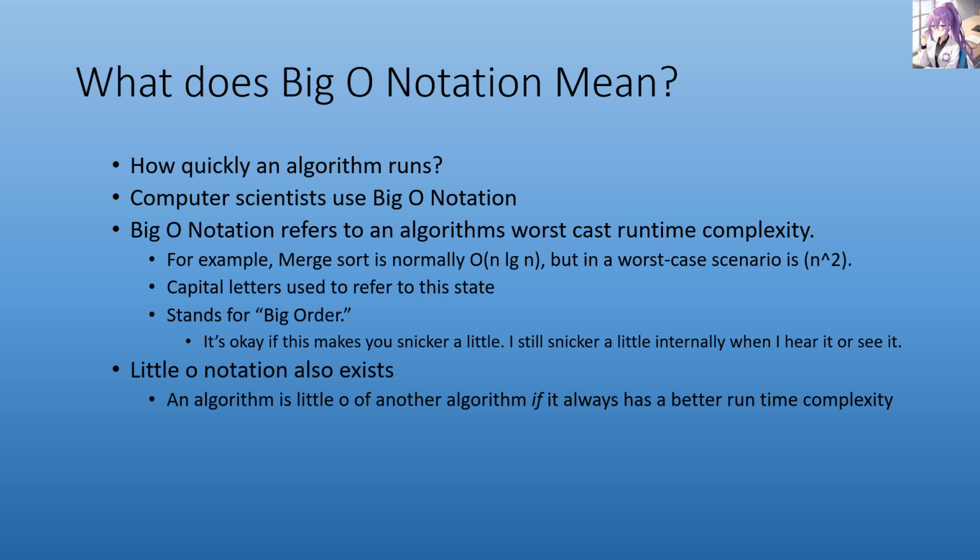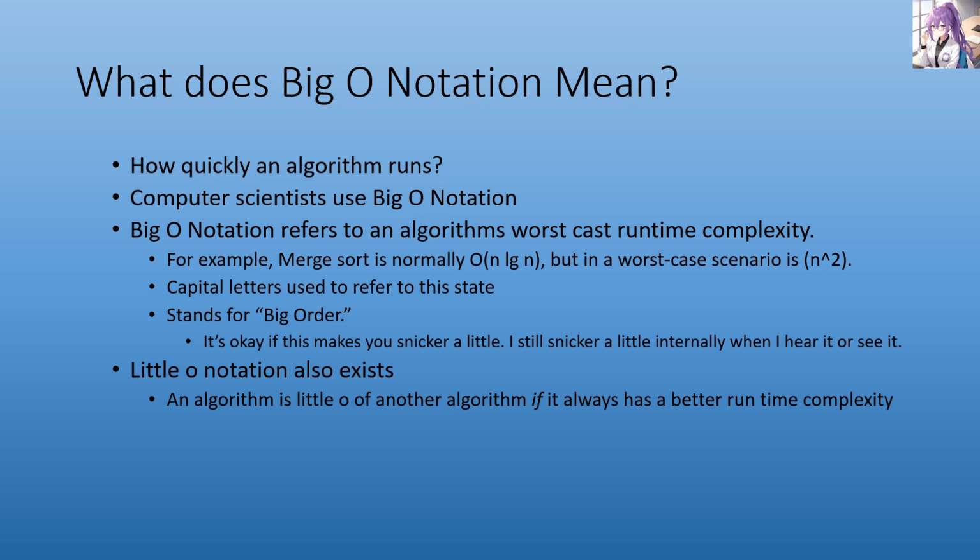If you have finished snickering from the previous slide, you're probably wondering what Big O notation means, and that is a good question. It refers to how quickly an algorithm runs in the worst-case scenario. Computer scientists use it to determine if one algorithm is more efficient than another algorithm. If one algorithm is big O of another algorithm, we want to use the algorithm that isn't big O, and we refer to that as little o.